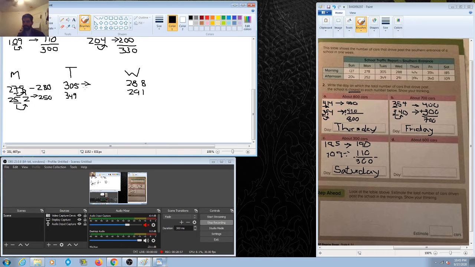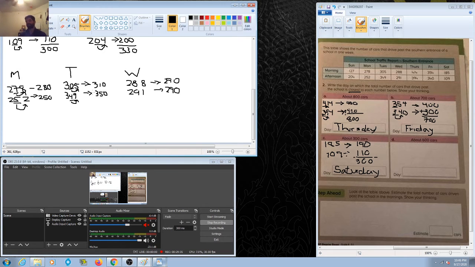305 is going to round up to 310, so the place value in question is the 0, look to the right. It's going to become 310. We're going to round 349 to 350. And then we'll round 288 to 290, and we'll round 291 to 290.